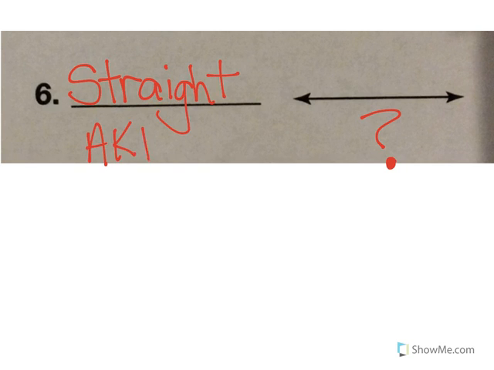What about this one? It's not a right angle. It's actually much larger than a right angle. It's not an obtuse. This one has a special name. It's definitely not acute. Here's your obtuse. This is going to be our straight angle, also known as a line.